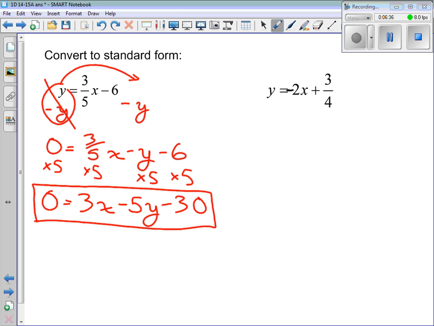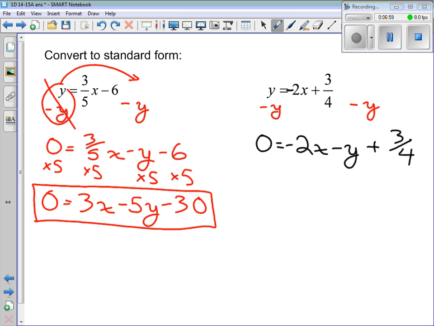First step is going to be the same. We want to get this y over to the other side. So I'm going to subtract y here, subtract y over here, and that's going to give us 0 equals negative 2x minus y plus 3 over 4. Where do we go from here?